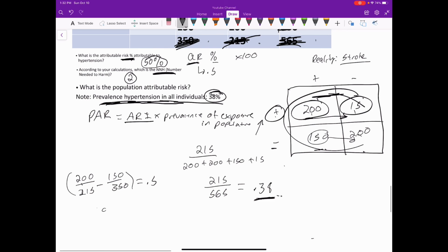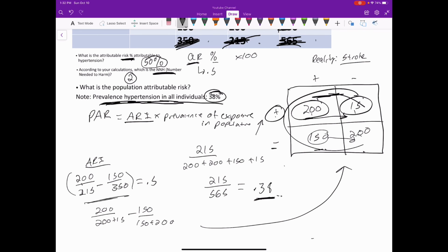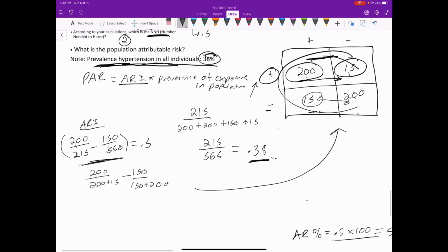Remember how we got this one? We did 200 over 200 plus 15, minus 150 over 150 plus 200, right? From this chart over here. Same exact thing. I don't know why they call it this. Just remember, the ARI is going to be your attributable risk. Okay?